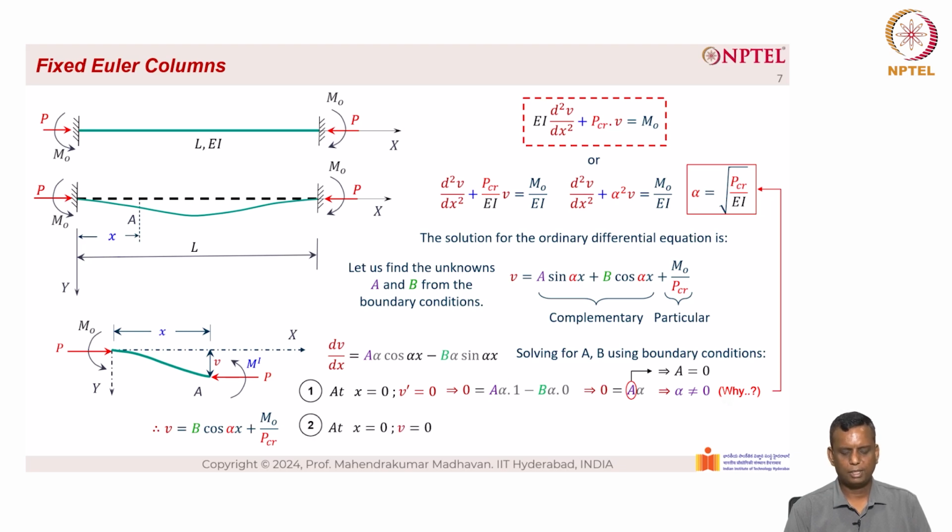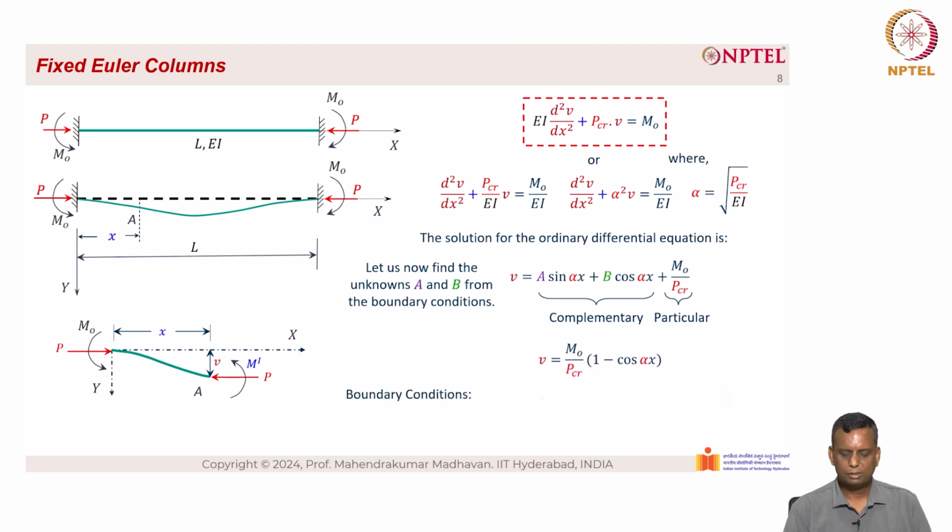The second boundary condition, at x equal to 0, v equal to 0, which means that at the start of the column, the lateral deflection is equal to 0. So we have 0 equal to b into 1 because cos 0 is 1. So therefore, b into 1 plus m naught by p critical, which indicates b equal to minus m naught by p critical. Therefore, the equation v is m naught by p critical into 1 minus cos alpha x. Now, let's go to the third boundary condition.